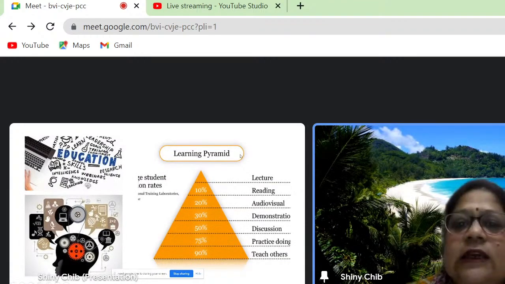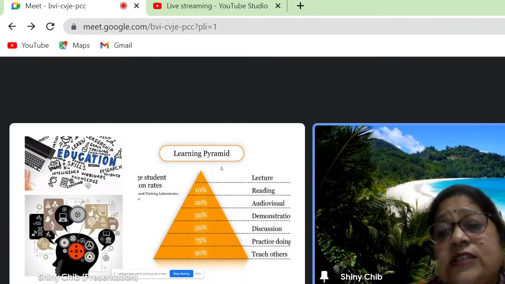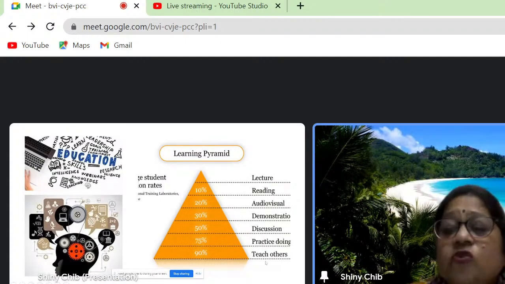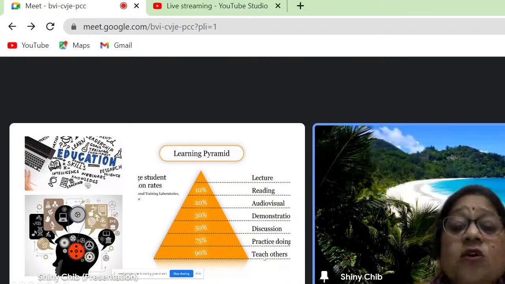Now, this is basically the learning pyramid. And if you could see, if it is a lecture mode, reading, audio-visual, demonstration, discussion, practice doing, and if you could see, teach others, that is having 90% of impact.